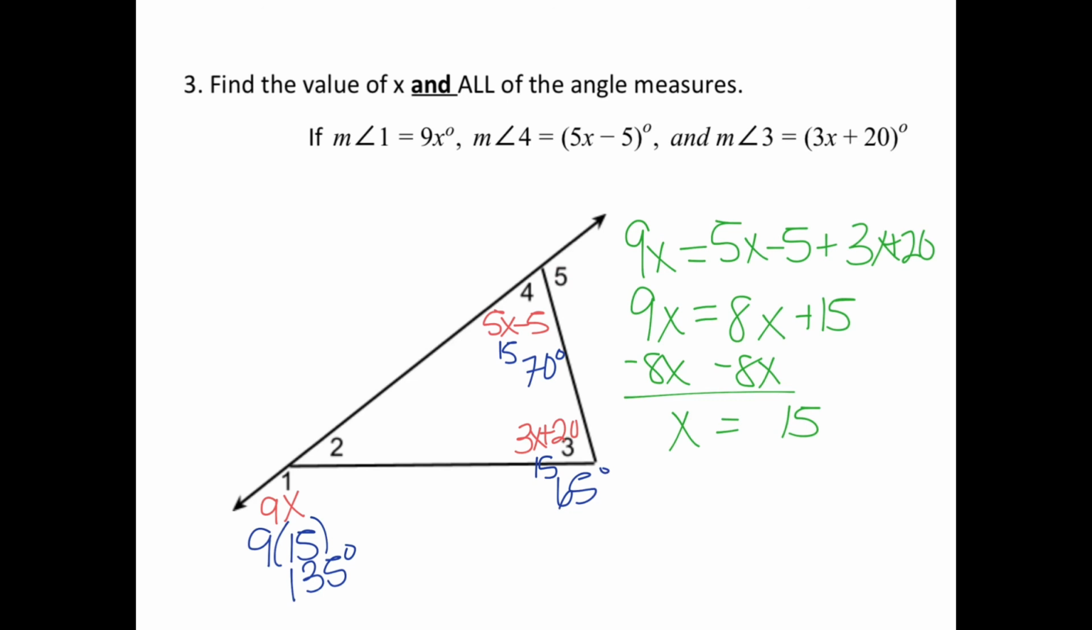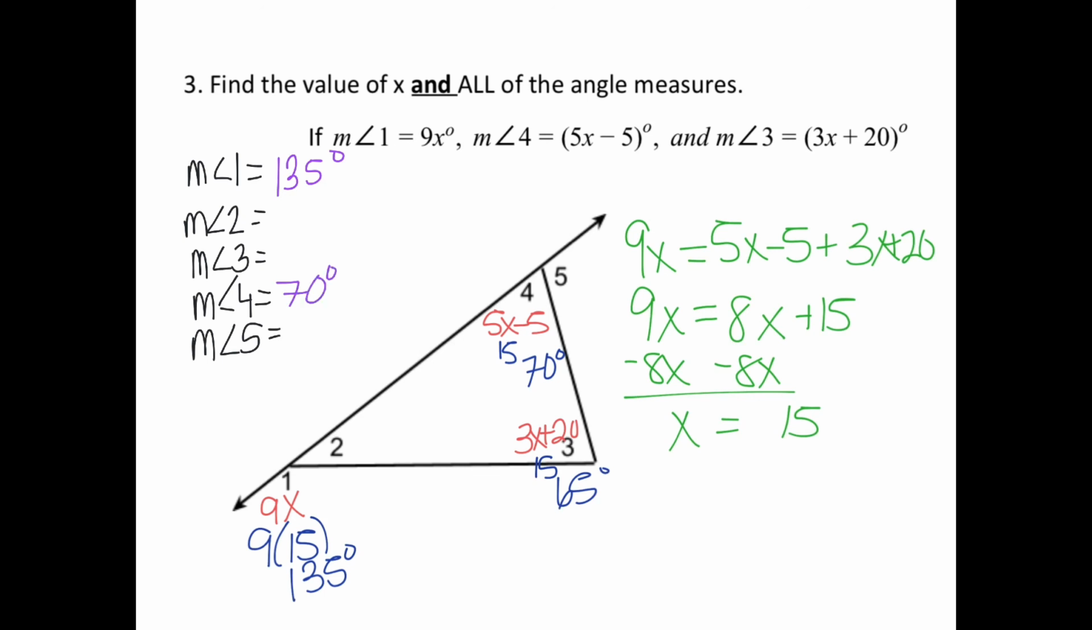So what I'm going to do is I'm going to list all this out, just to keep myself organized here. The measure of angle 1 is 135 degrees. We found the measure of angle 4 to be 70 degrees, the measure of angle 3 to be 65 degrees. And then, like I said, if we take 180 and subtract 135, we can find the measure of angle 2 is 45 degrees. And then if we take the 180 and subtract 70, again, this is because there are linear pairs here, then I can get 110 degrees there.